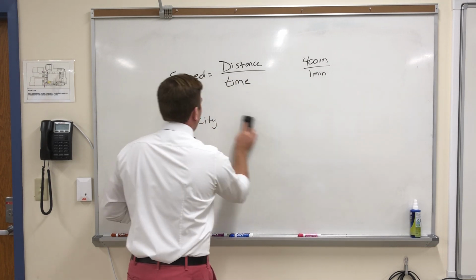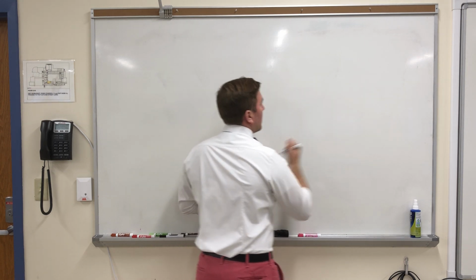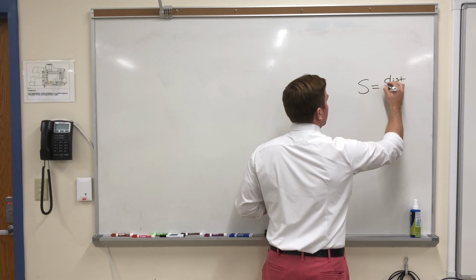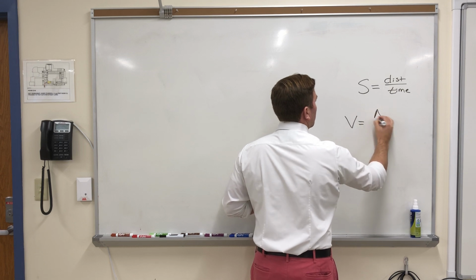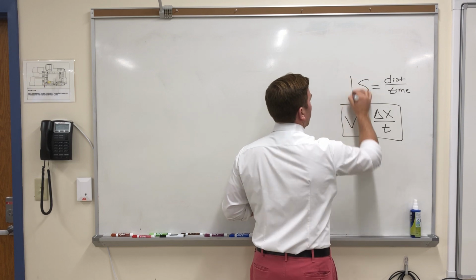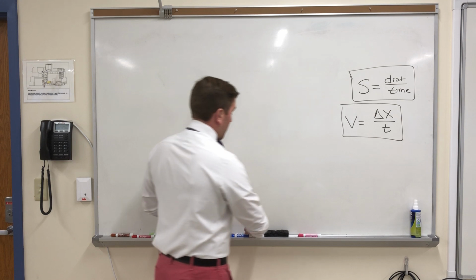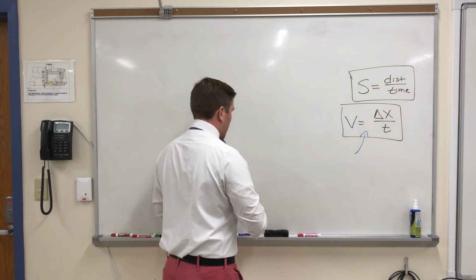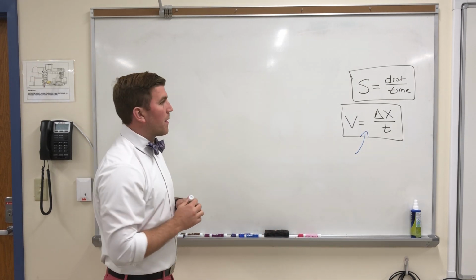So the big takeaway, or the thing you all should have written down, were two equations. Speed is distance over time, and velocity was change in position over time. Box them in for you. Those were our two big ones. We're going to focus mostly on velocity. Those of you that have already done the common assessment, you've done this a little bit with the buggy cars.